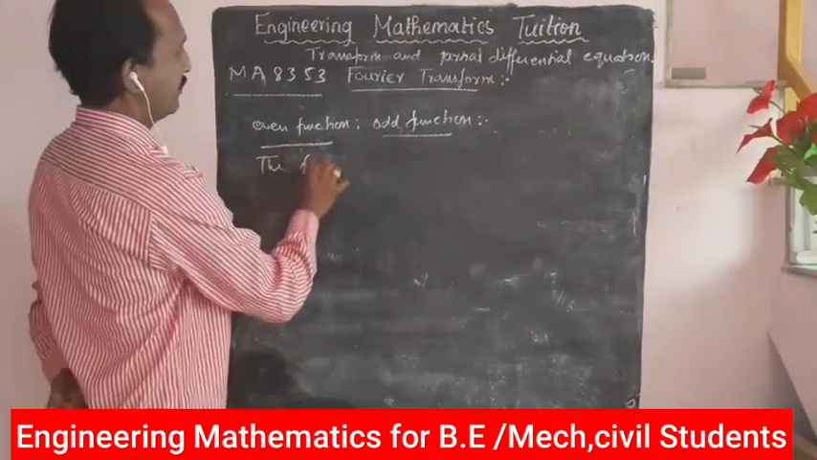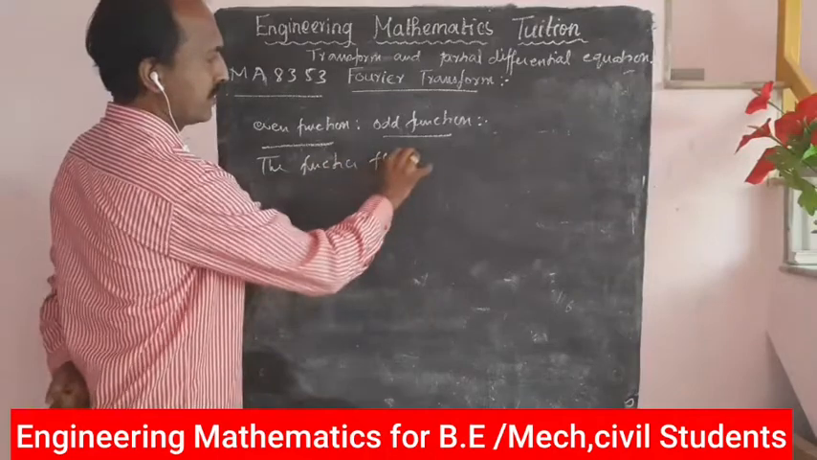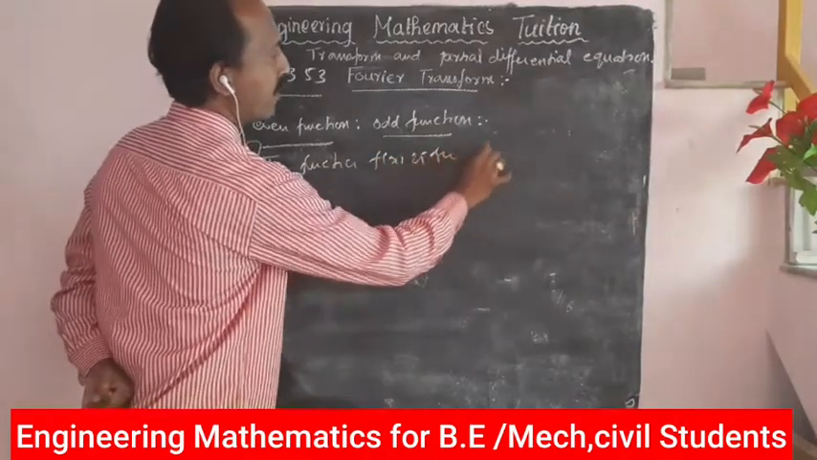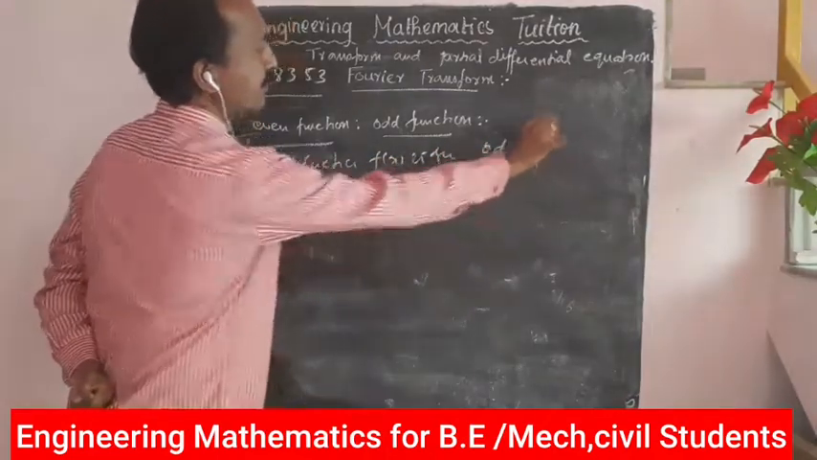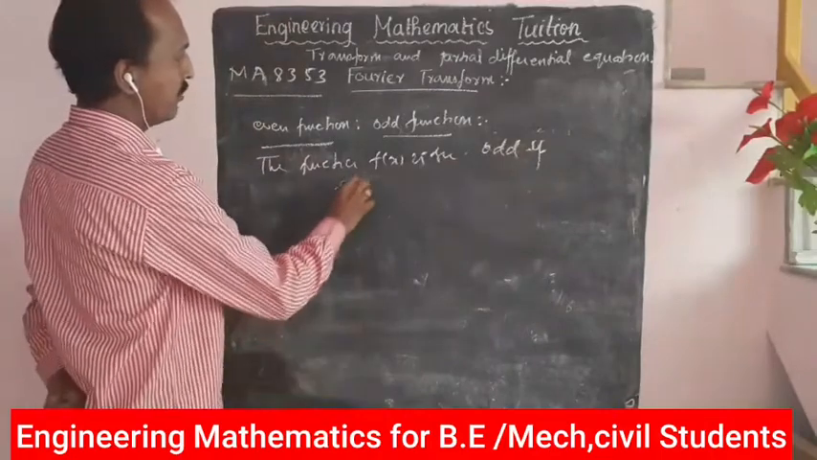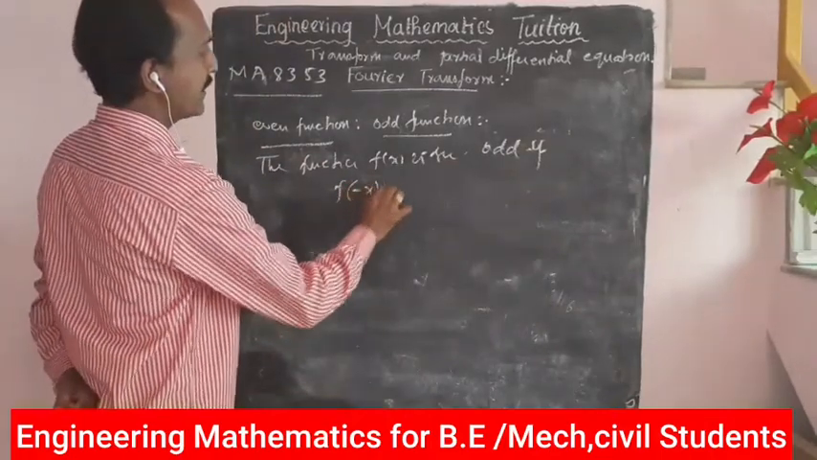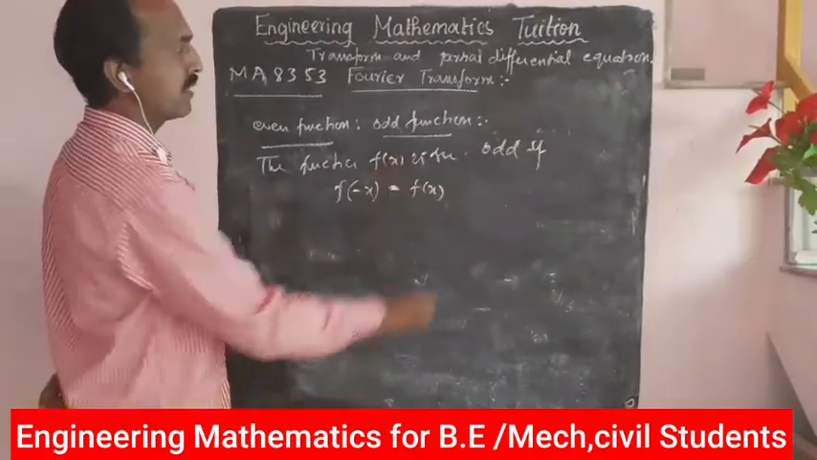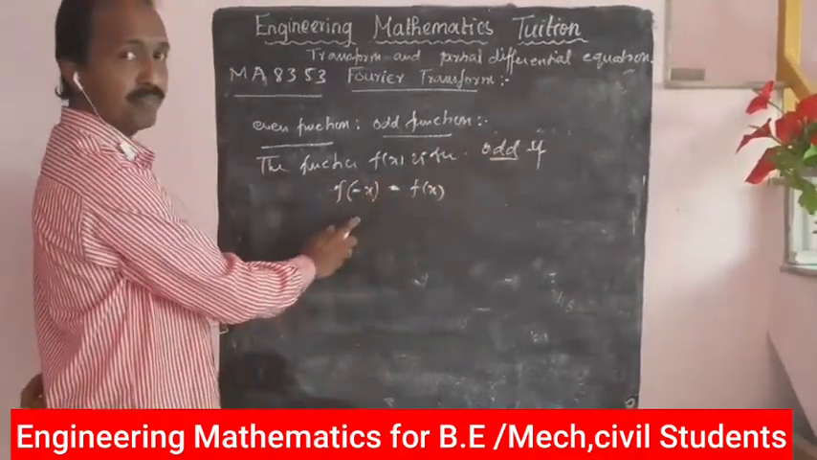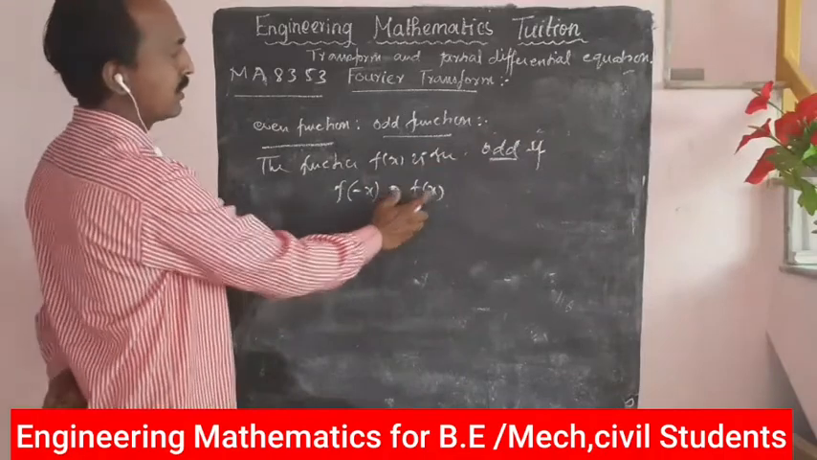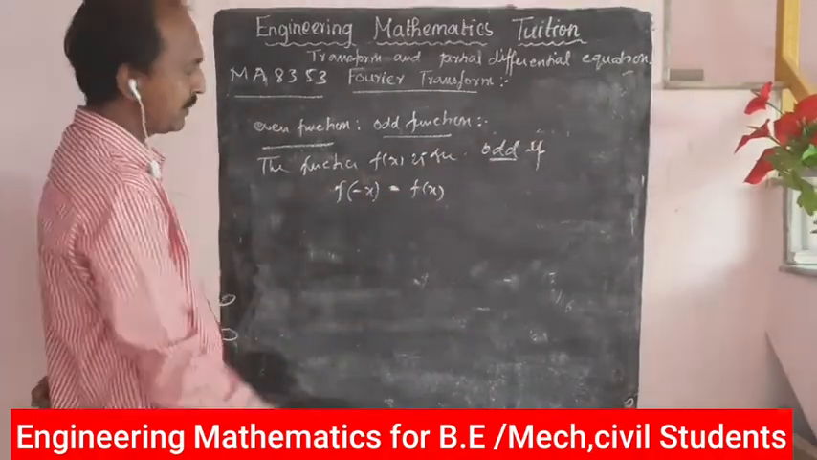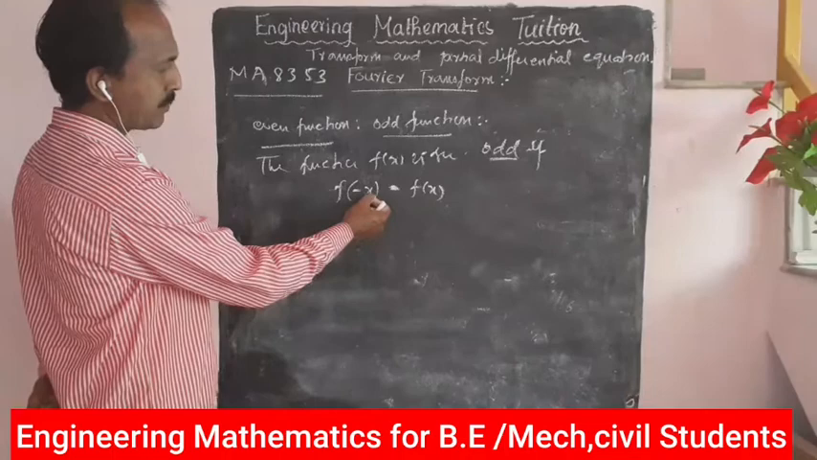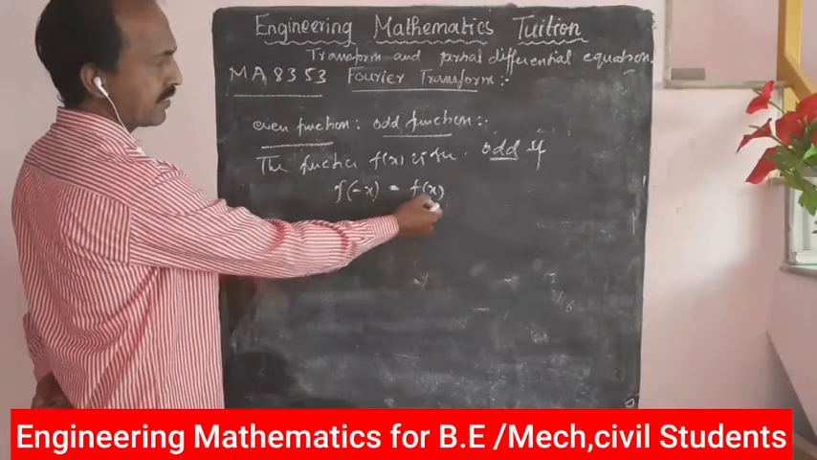The function f of x is said to be odd if f of minus x is equal to minus f of x. That means we take x as minus x, and the answer is minus f of x.